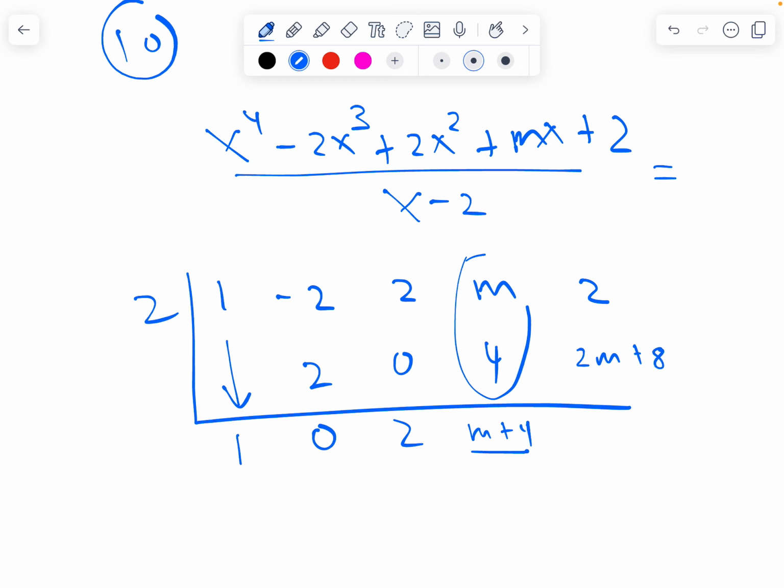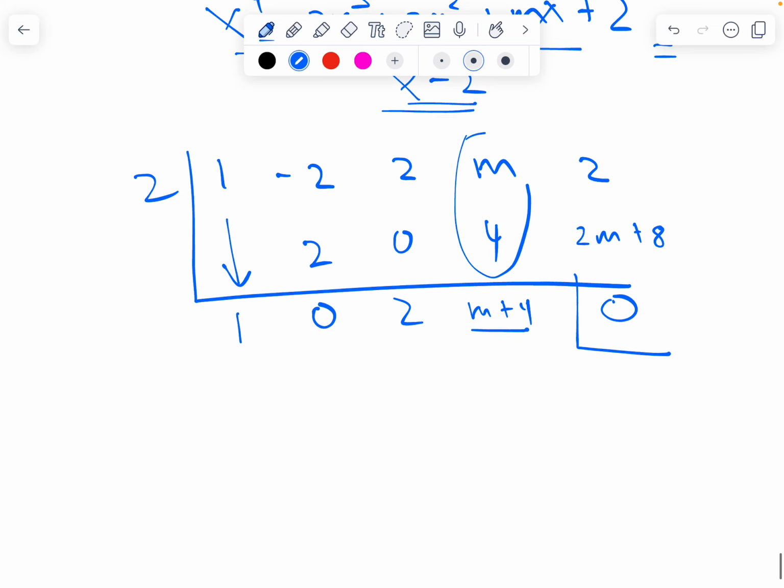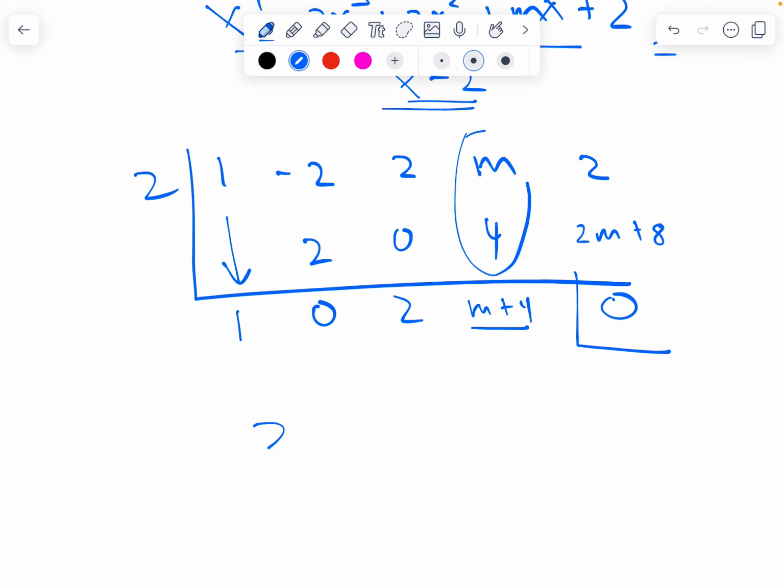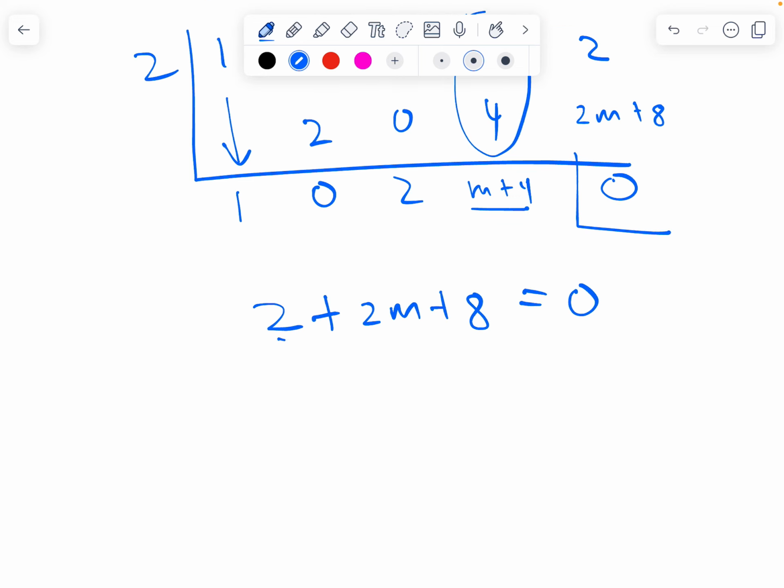Now it says that it's divisible by x minus 2, meaning that there is a 0 remainder, and that's the trick. There's a 0 remainder. That means 2 plus 2m plus 8 is 0. And I trust that from here, you guys can solve that. 10 plus 2m equals 0, and you can find m that way.